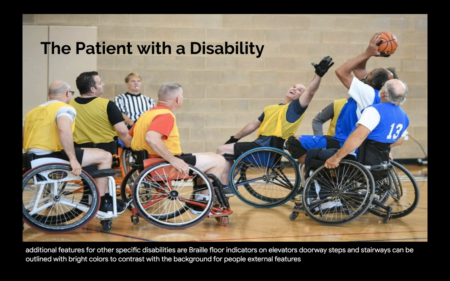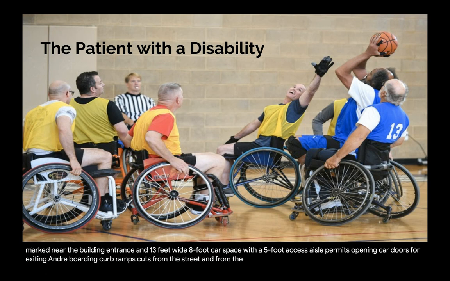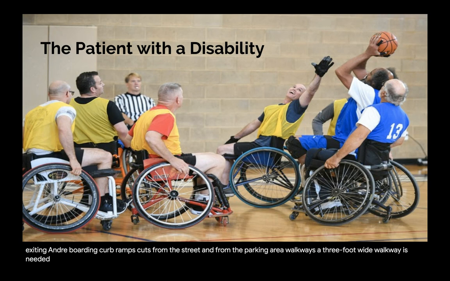External features. Parking: a reserved area clearly marked near the building entrance, 13 feet wide, with an 8-foot car space and a 5-foot access aisle, permits opening car doors for exiting and reboarding. Curb ramps cut from the street and from the parking area. Walkways: a 3-foot wide walkway is needed for wheelchair accommodation. The surface is solid and non-slip without irregularities.